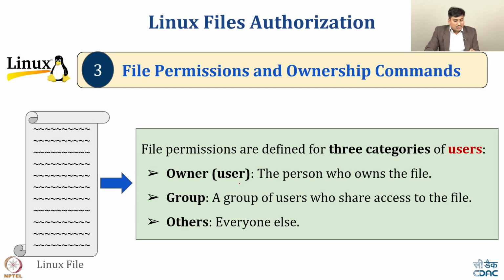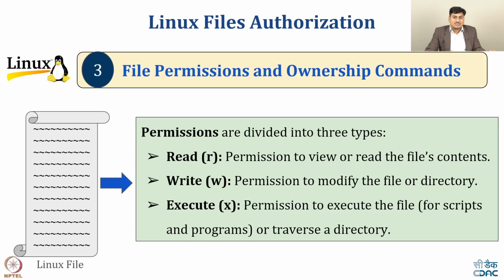In a broader sense, on Linux there are three categories of users. The owner is the user who is the owner of that file, meaning the user who created it. Another type of user is the group associated with that file. The group is a group of users who share access to the file, and others means everyone else on that system.